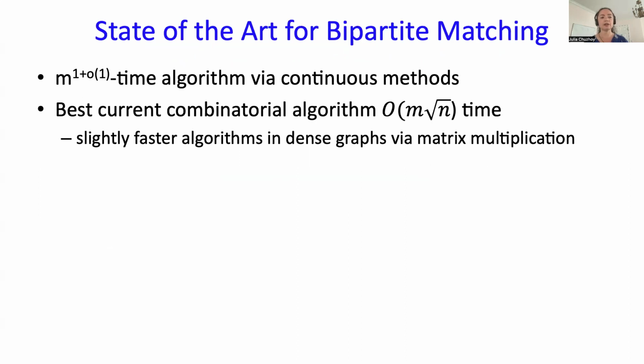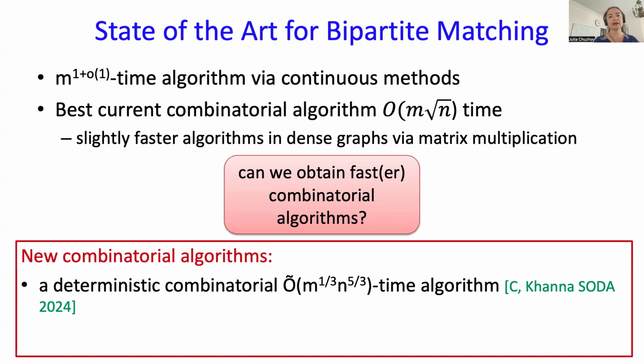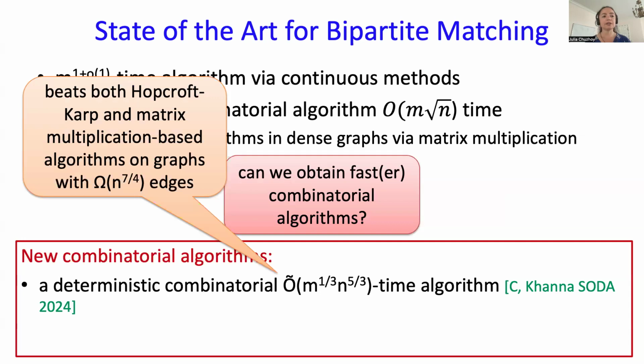So with this motivation in mind, we ask again this question: can we obtain faster combinatorial algorithms for the bipartite matching problem? So the answer is yes. We showed it first in this paper that just appeared in SODA, together with Sanjeev Khanna again. And in this paper, we designed a deterministic combinatorial algorithm for this problem with running time m to the 1/3 n to the 5/3. And this already beats Hopcroft-Karp and matrix multiplication-based algorithms on graphs that are moderately dense.